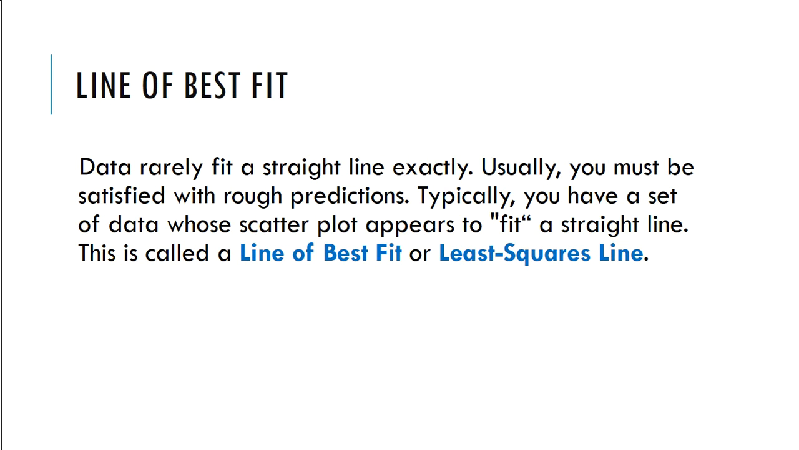Honestly, if you see your data fit a straight line, you might want to see if something's going on. Because in the real world, data is messy. Data doesn't want to conform to straight lines. Usually, you must be satisfied with rough predictions. Typically, you have a set of data whose scatter plot appears to fit a straight line. This is called the line of best fit or the least squared line.